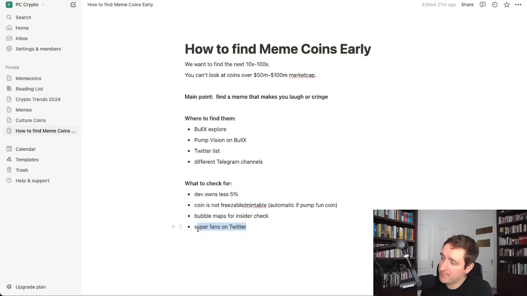Now, finally, this is really what I'm looking for, and this is really, really important, because if you have that, this is almost a guarantee that your coin goes really high up. Not necessarily 10x, but maybe 5x, 3x, depending on where the coin is. So, super fans. You have a super fan when you have a person talking about a single coin all the time. And usually, the bigger the following the super fan has, the higher the token can go. I will give you an example of a super fan here.